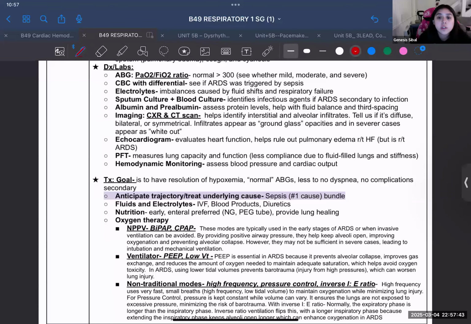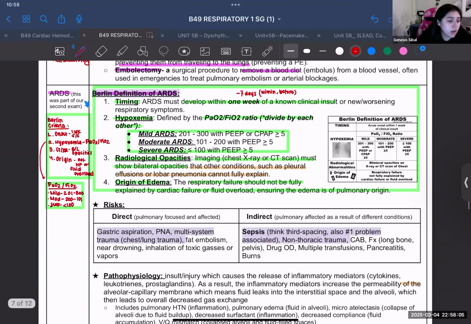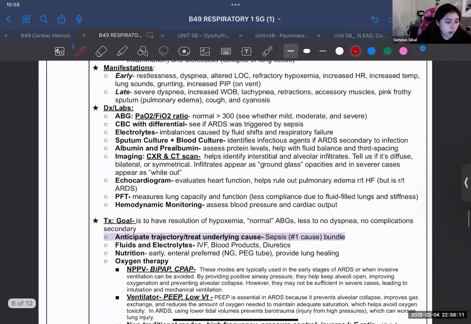The infiltrates should look like ground glass, and then obviously once you get into the severe cases, it's basically going to be a whole white out when you're looking at the picture. Echocardiogram, again, let's see what's going on with the heart function due to all of this fluid buildup in your alveoli, the pulmonary edema that results. And then additionally, you're wanting to see if it's more of a heart issue, remember? One of the Berlin criteria, number 4, origin of edema, it's not coming from the heart, but it's coming from more of a respiratory issue, right?